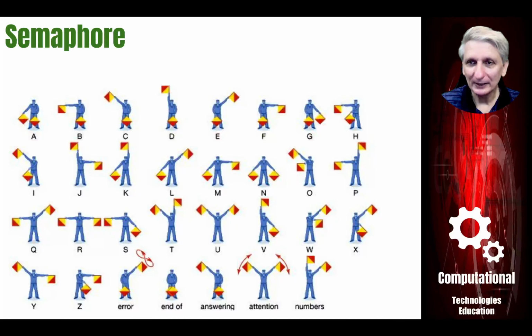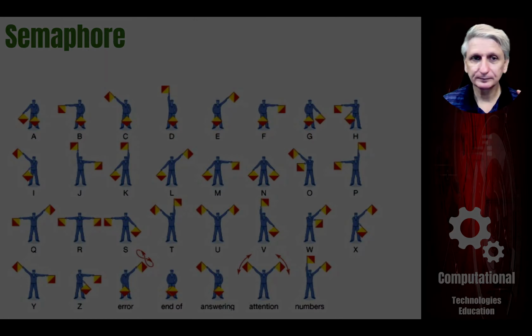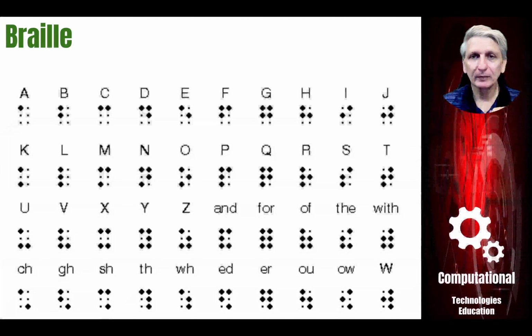But there are other ways of representing information as well, or representing data. A semaphore system is using flags to represent various letters and numbers. So we can send messages by waving two flags. Very similar to binary, but a different representation system, a different symbology system. Sign language is another representation system where we can use our fingers and hands to represent numbers and letters. Then we have Braille, again, another system. And indeed our alphabet is another system.